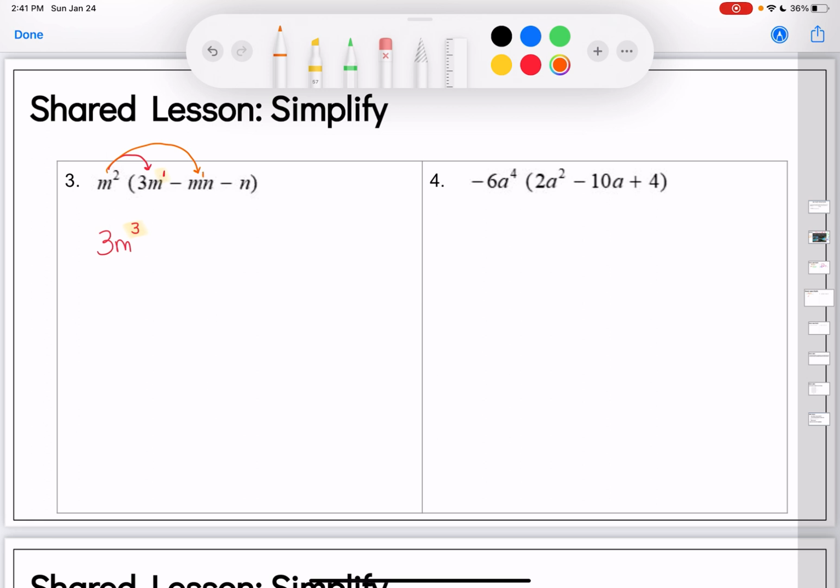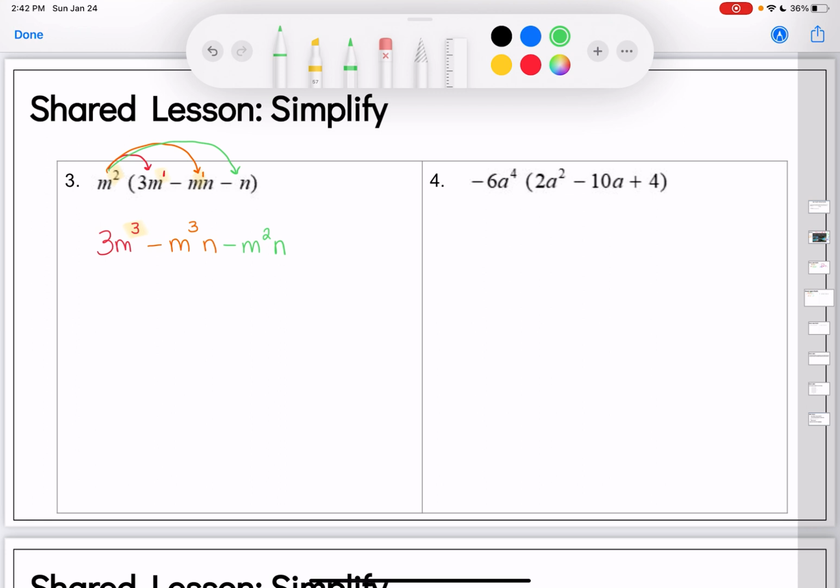Then I'm going to distribute m squared times negative mn. Now remember, I'm just going to combine my m's. M squared times negative m to the 1st n would be negative m to the 3rd n, right? I'm going to combine my m's, get m to the 3rd. M squared times negative n, I'll have a negative m squared n. The one on the outside was an m, the one on the inside was an n. I just write them next to each other because I am technically multiplying them.